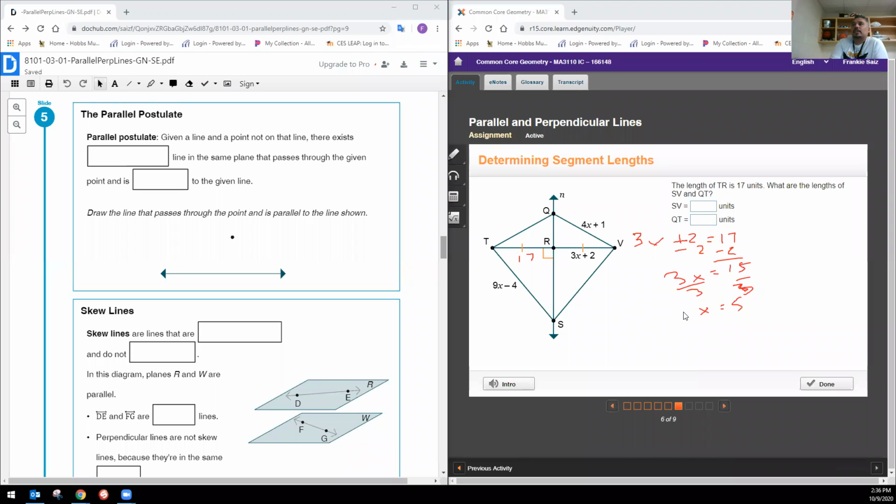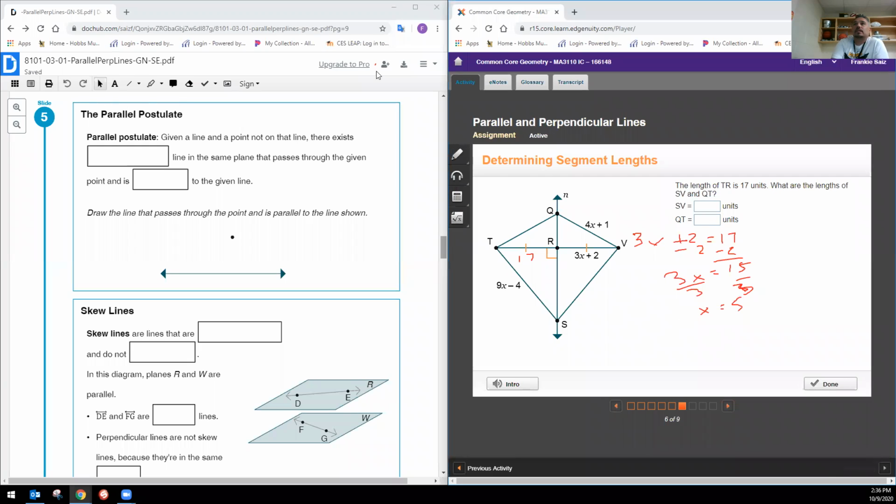Now to get SV, which is this length right here, I can use this one. So this is going to be 9x minus 4. 9 times 5 is 45, minus 4 is 41. So this right here is going to be 41 units.